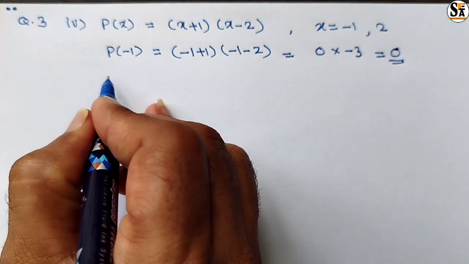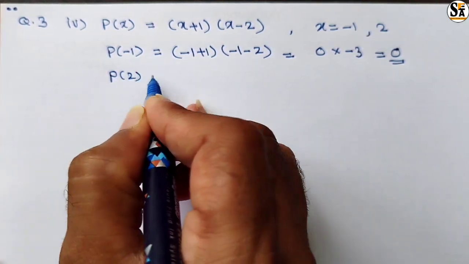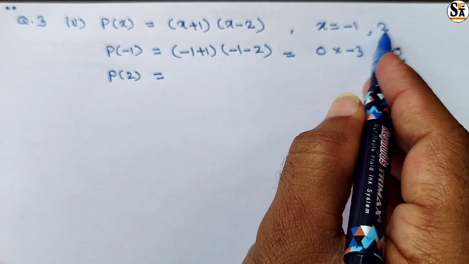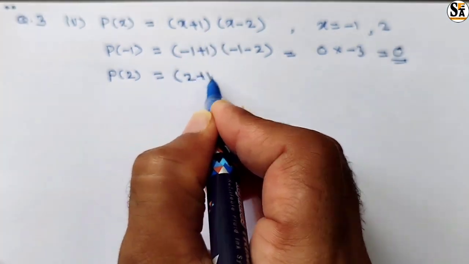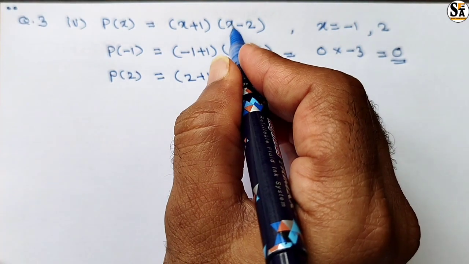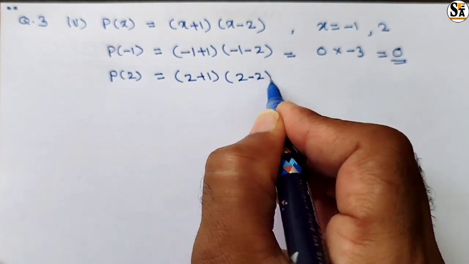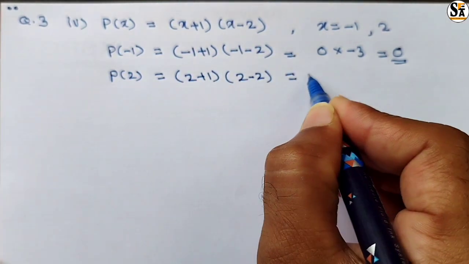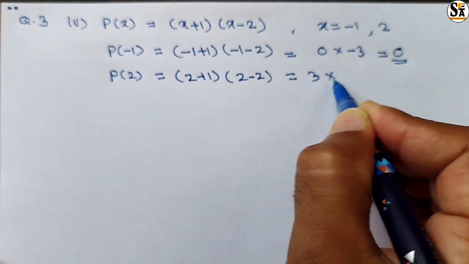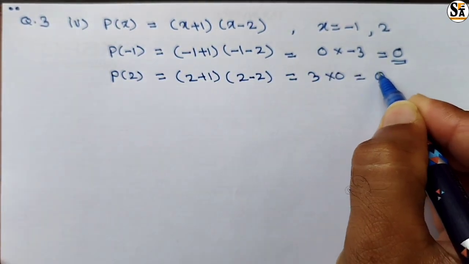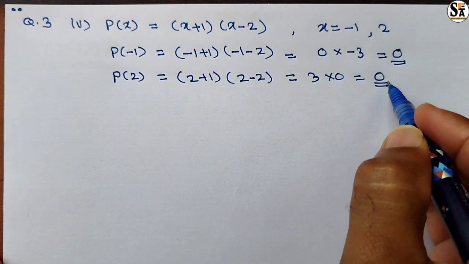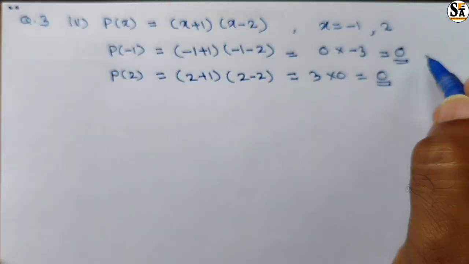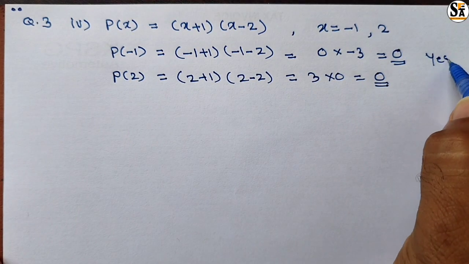And in the second case, p of 2, put the value of x as 2, so x plus 1 means 2 plus 1, and in the second bracket 2 minus 2. Again 2 plus 1 is 3, but 2 minus 2 is 0, so again we are getting the answer 0. So in both cases we are getting the value of the polynomial as 0, so these are zeros of this polynomial, so our answer is yes.